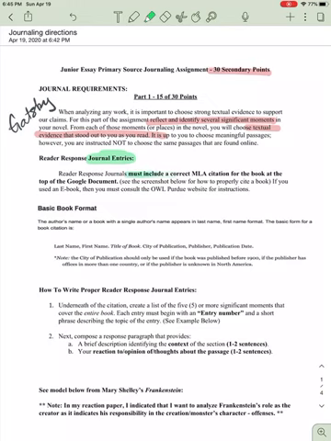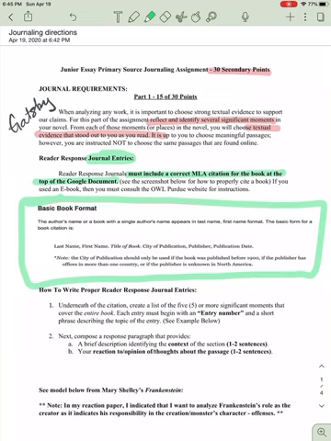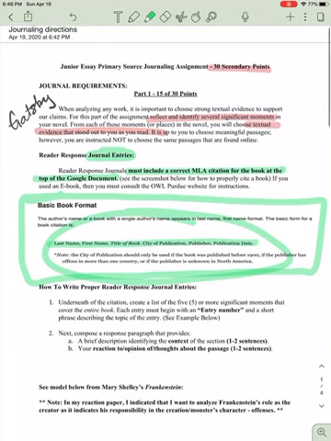Reader response journals must include a correct MLA citation for the book at the top of the Google document. All right, you're going to see the screenshot below right here. This is how you format it. Where it is italicized, you should italicize, etc. So, if you used an ebook, you must consult the OWL Purdue website for instructions. You could just use what I have here, if you wish. Considering the remote learning period, it's just whatever's going to be easiest.